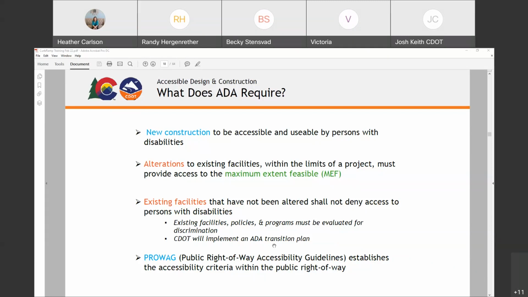Existing facilities that have not been altered shall not deny access to persons with disabilities. So existing facilities, policies, and programs must be evaluated for discrimination. And that's part of why we do our transition plan and everything. Basically, every entity is required to do what we were doing: collect data and plan for the future. And again, PROWAG establishes the accessibility criteria within the public right of way.